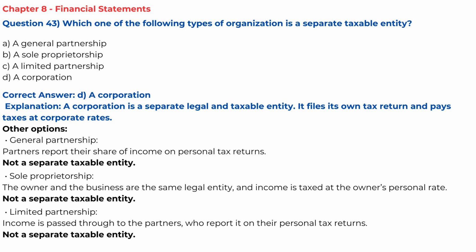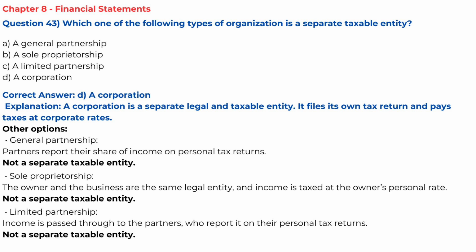Explanation. A corporation is a separate legal and taxable entity. It files its own tax return and pays taxes at corporate rates. Other options. General partnership. Partners report their share of income on personal tax returns, not a separate taxable entity.